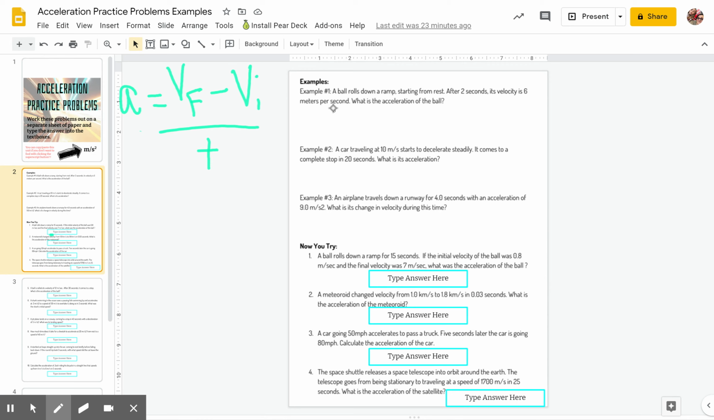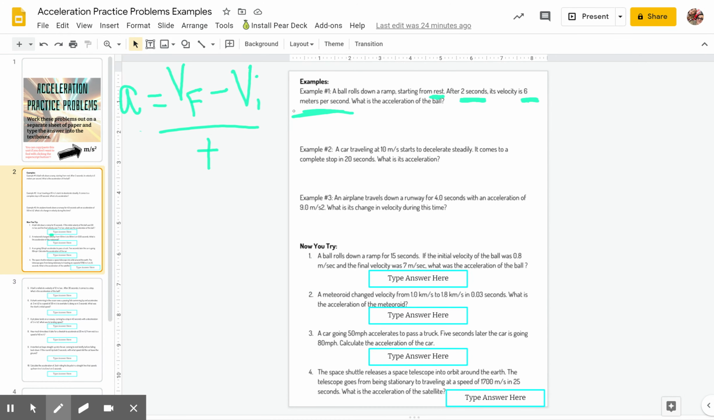And so example number 1 says a ball rolls down a ramp. Starting from rest, after 2 seconds, its velocity is 6 meters per second. What is the acceleration of the ball? We need 3 pieces of information to find acceleration. We need the final velocity, the initial velocity, and the time. So as I'm reading through here, it says it started from rest. So rest would be the initial velocity. 2 seconds, that will be time. And its ending velocity or final velocity is 6 meters per second. So those 3 pieces of information will help us to solve this problem.